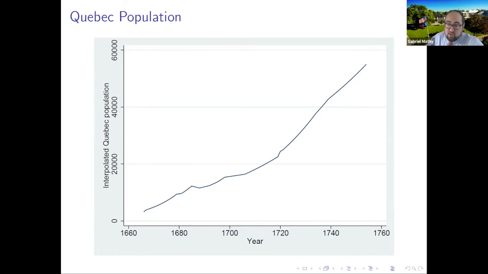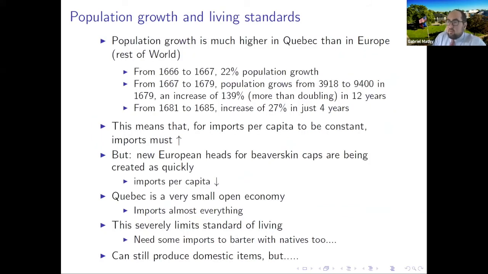So you're just getting really rapid population growth, and all those people are new consumers that have to be clothed and fed and so on. So there's going to be more pressure on imports without any additional exports necessarily resulting from that increase in population. In Europe at the time, you're still in a pre-industrial economy, even in England. So population growth is pretty much flat. You're starting to get a little bit more in places like England. But in Quebec itself, you're seeing really rapid population growth.